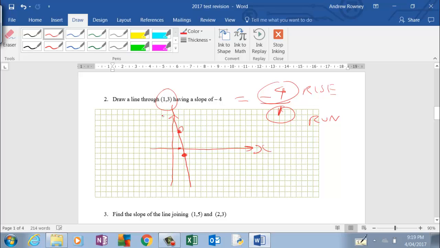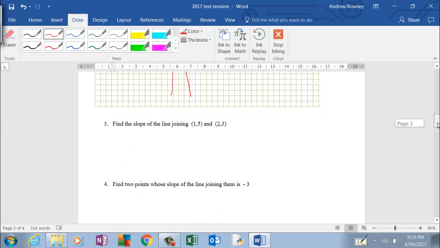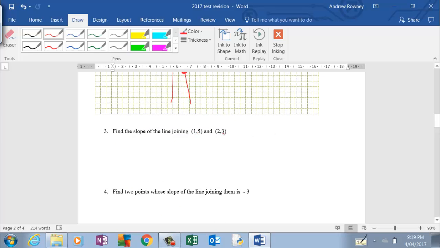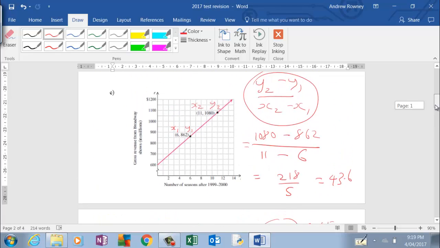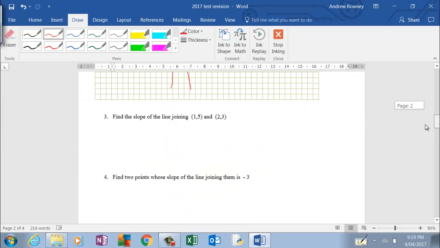This is x, and that is y. Question 3, find the slope of the line joining these 2 points. I did one like that up here on the graph. You don't need to graph it, you can just use y2 take y1 on x2 take x1. Now that's x1, that's y1, this is x2, that's y2.